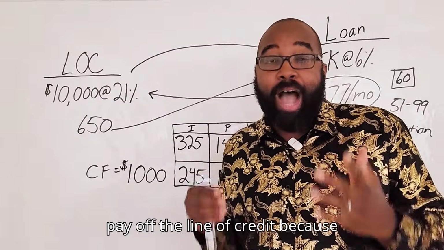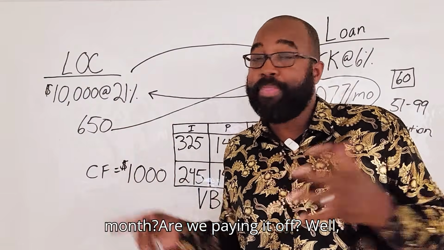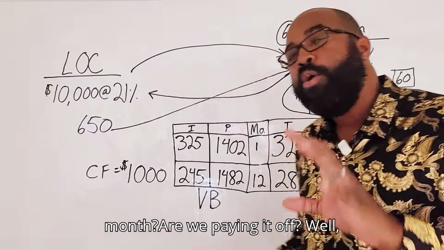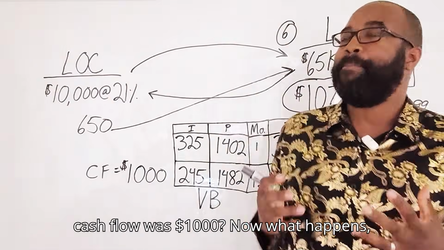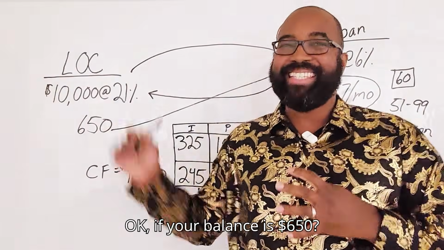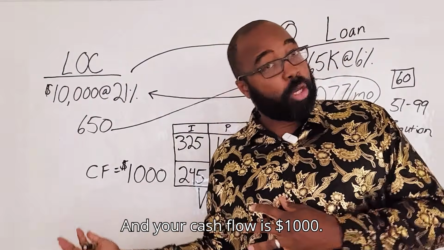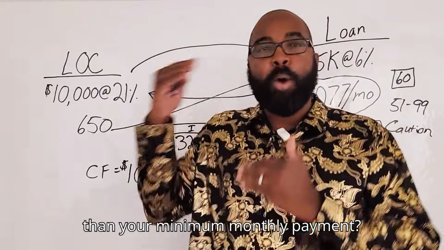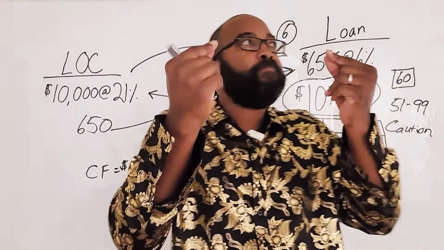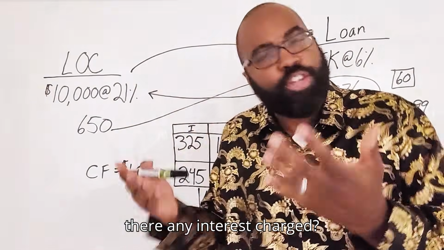CJ, how are we going to pay off the line of credit? Because if we're using it each and every month, how are we paying it off? Well, remember when I told you that your cash flow was $1,000. Now, what happens if your balance is $650 and your cash flow is $1,000, what happens when you pay more than your minimum monthly payment and you're within the grace period? Is there any interest charged?